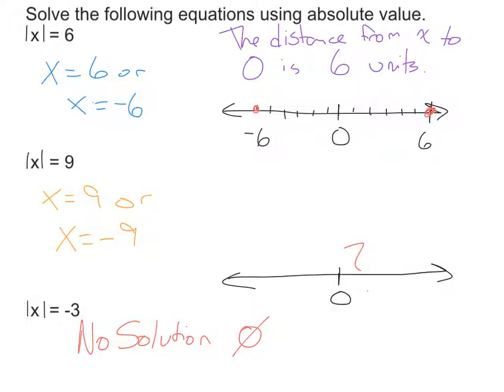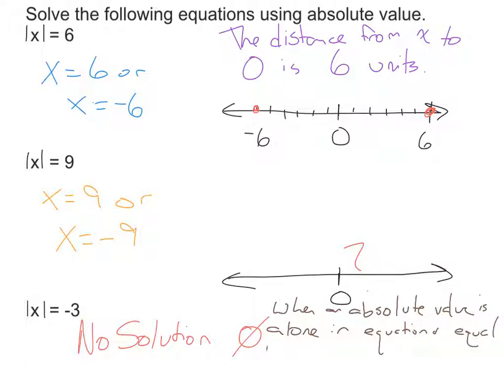So we've sort of come up with a rule here that when an absolute value is alone in an equation and equal to a negative, there is no solution. Let's try some more harder ones.